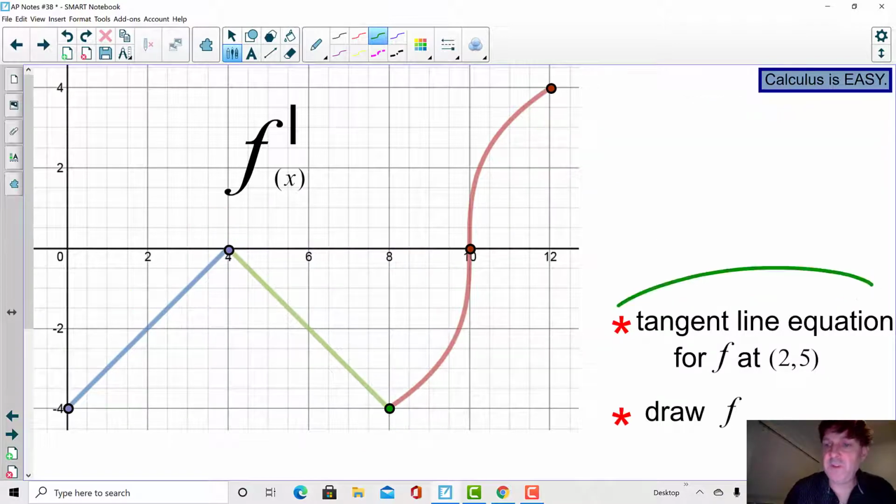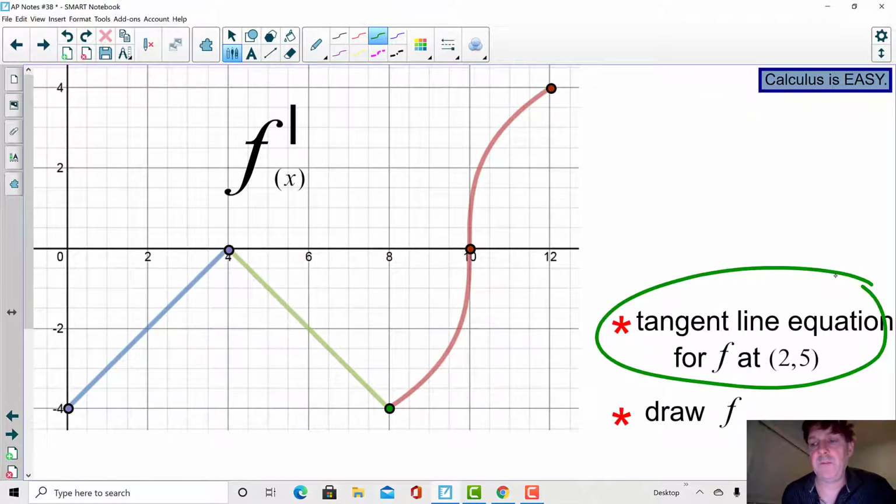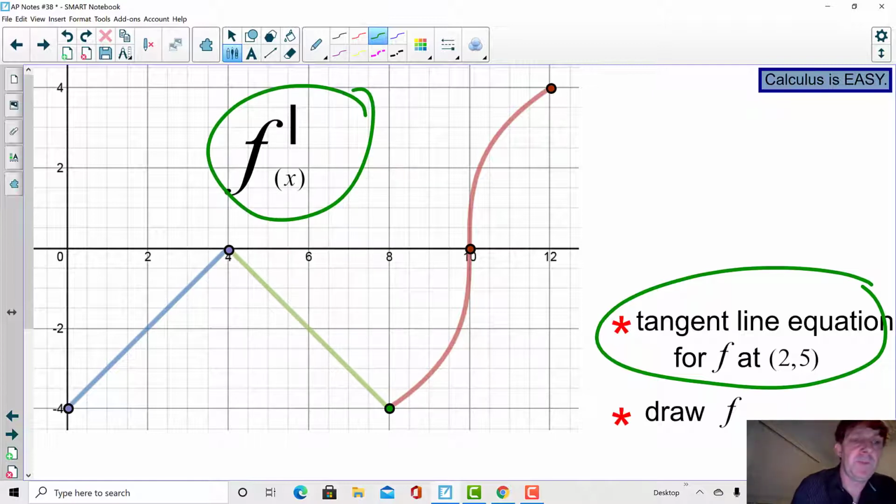Okay, now we need the equation of the tangent line when x is 2 and y is 5. So we have our point, we just need the slope. So what is the slope when x is 2? Well, this graph tells us the slope for any x value. So you can see when x is 2, the y value is -2. So our y value is actually our slope.